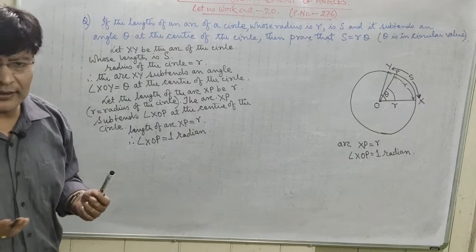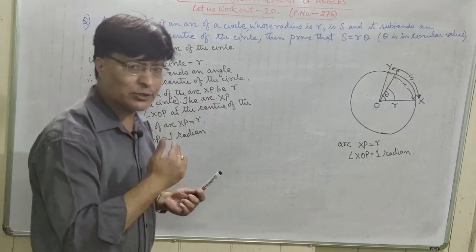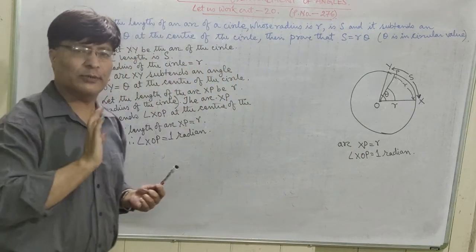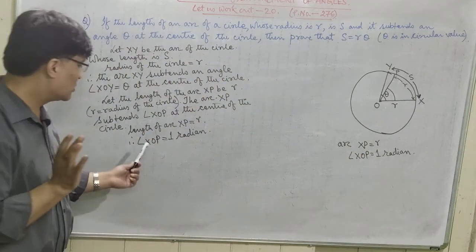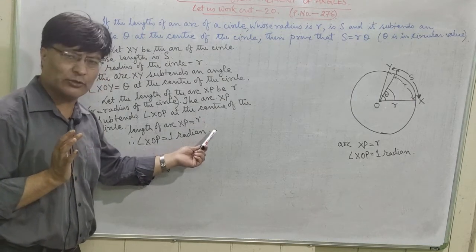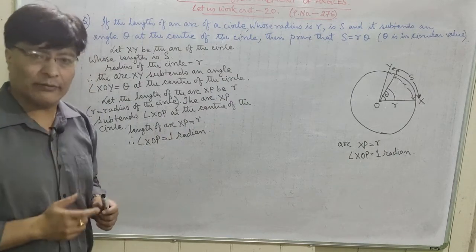So what is 1 radian? 1 radian is an angle subtended at the center of the circle by an arc whose length is equal to the radius of the circle. So here angle XOP is equal to 1 radian because the length of the arc XP is equal to the radius of the circle.